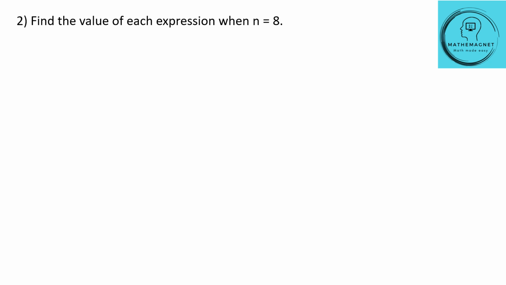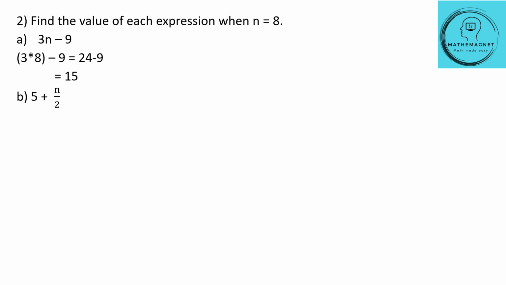Question number 2. Find the value of each expression when n equals 8. A. 3n minus 9. So now we will replace n with the value 8. So it becomes 3 into 8 minus 9, which is equal to 24 minus 9, which is equal to 15.